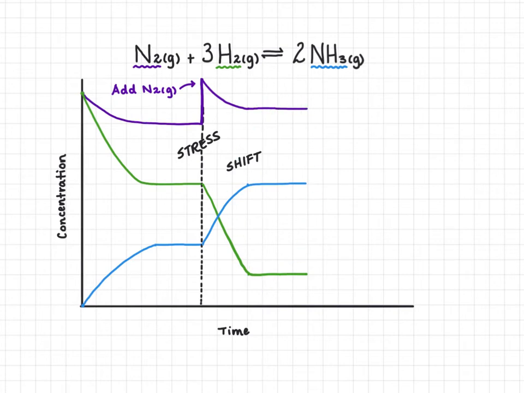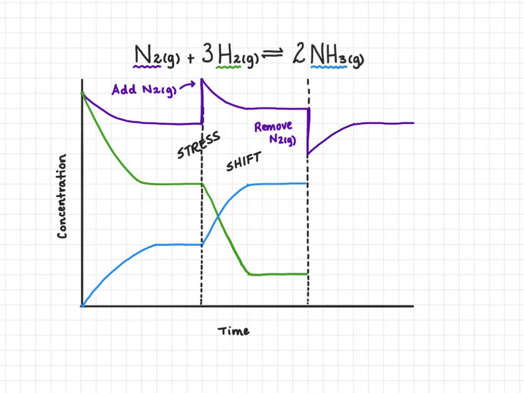We can look now at what happens when we remove one of our chemical species from equilibrium. So we are going to look at what happens when we remove nitrogen this time. So previously we added nitrogen. Now we're going to remove it. And we see a sharp drop in the concentration of nitrogen at the time the stress is applied. Because we've removed a reactant, our reaction will shift to the left to replace the reactant that we removed. So the concentration of nitrogen is going to go up.